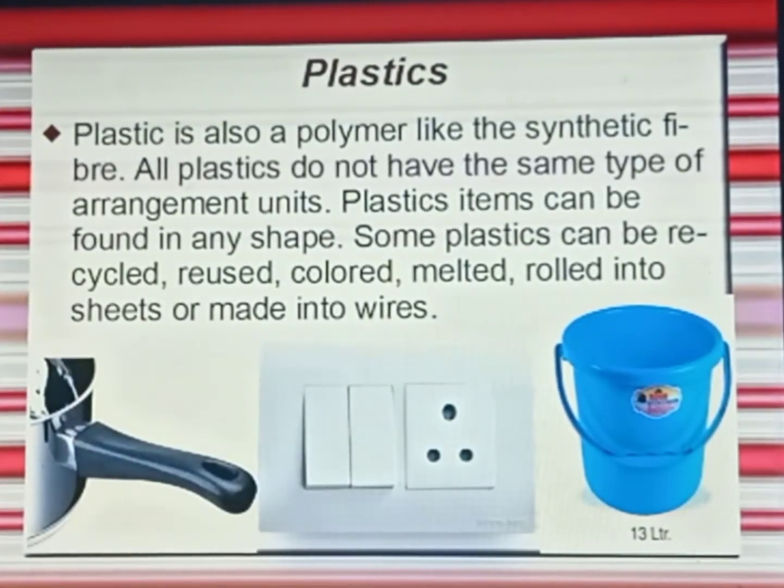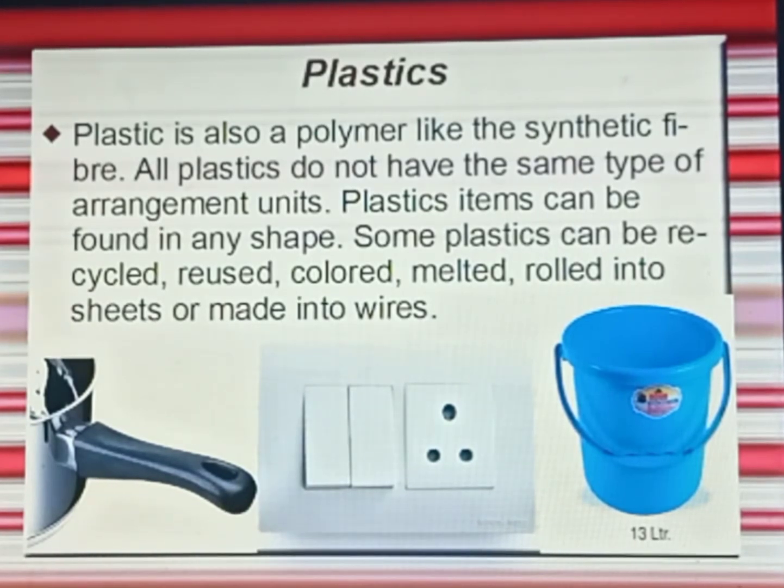Now we come to plastics. Plastic is also a polymer, a little like the synthetic fiber. All plastics do not have the same type of arrangement of units. Plastic items can be found in any shape. Some plastics can be recycled, reused, colored, melted, rolled into sheets, or made into wires also. So here are some of the plastics we are going to study.